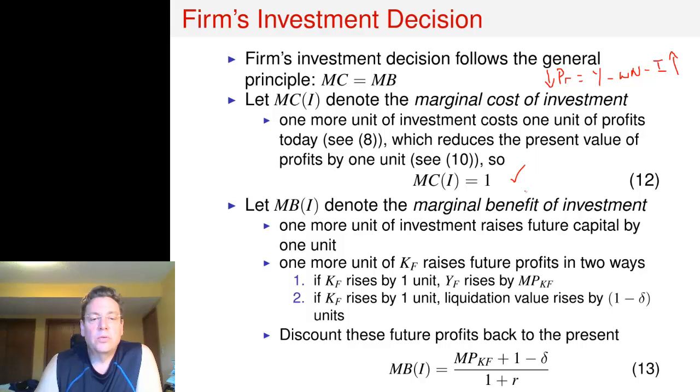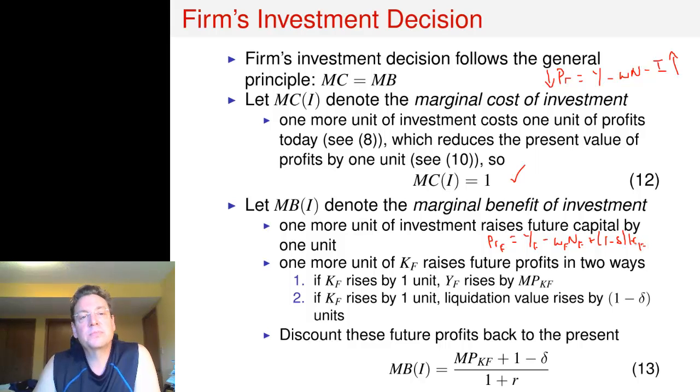To understand what the marginal benefit is, let's just look at the version of the firm's profits in the future. So what are they? Well, it's the goods that they produce in the future. It's the wage bill that they pay in the future. And then there is this liquidation value of the capital stock that's left.